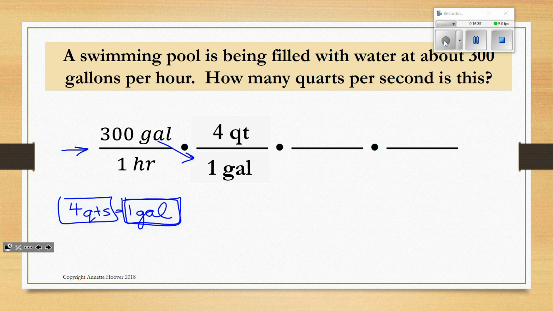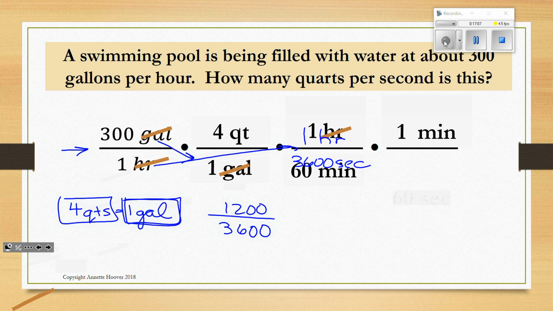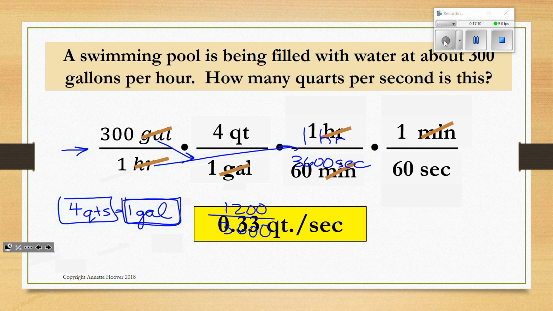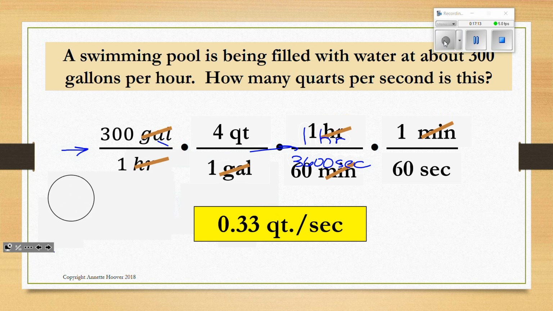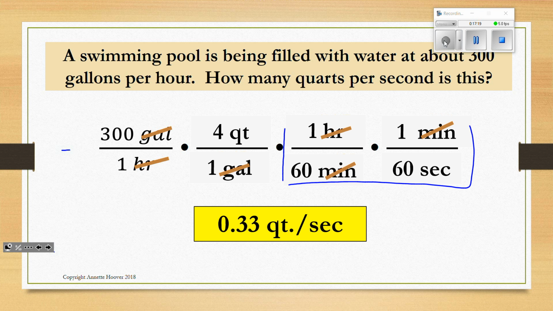Hours to seconds. We know that there's 3,600 seconds in an hour. Hours on the bottom, so we're going to put 1 hour on the top and the 3,600 seconds on the bottom. When we multiply everything on top, that's 300 times 4, which is 3 times 4, add 2 zeros. On the bottom, we just have 3,600. And when we divide 1,200 by 3,600, we find out that there are 33 hundredths of a quart per second. Again, you can see here on the PowerPoint that I did this part in 2 steps, but I took the shortcut and did it in 1 step.